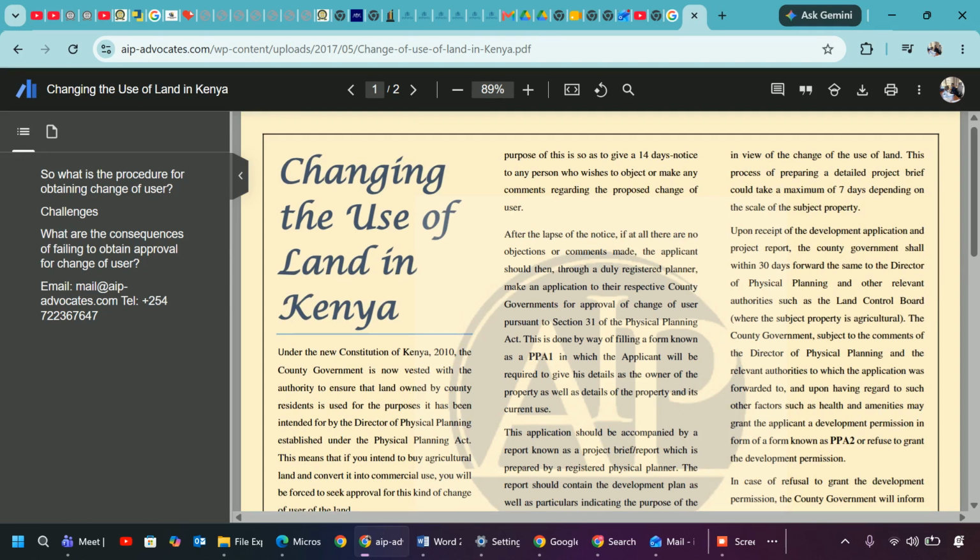the entity, county government, in this situation 30 days. 30 days to do what? To forward the same to the Director of Physical Planning and other relevant authorities, such as the Land Control Board. Okay, so we made the application before the county government, 30 days, Director of Physical Planning and other stakeholders.